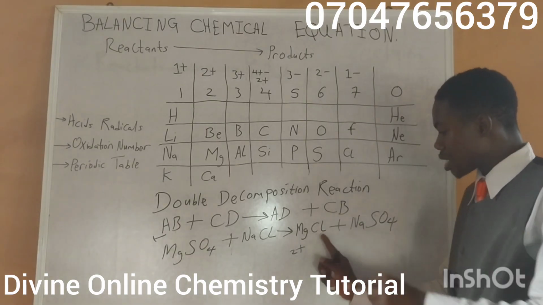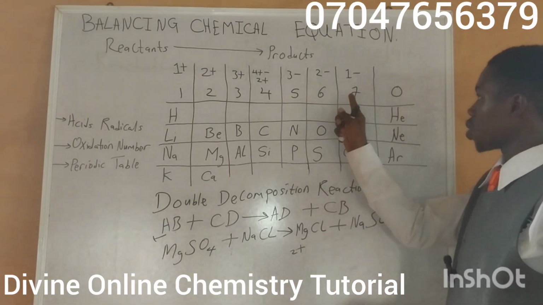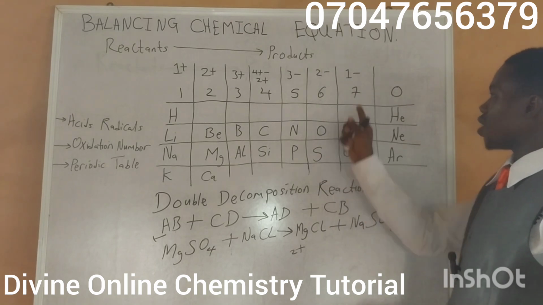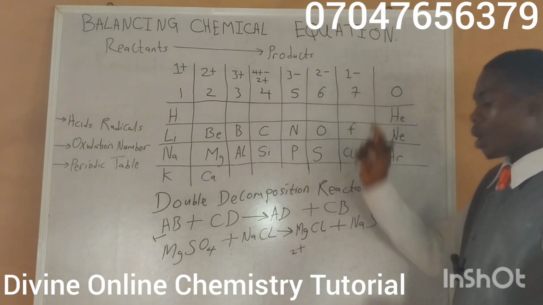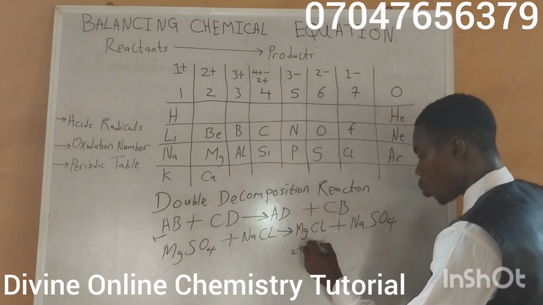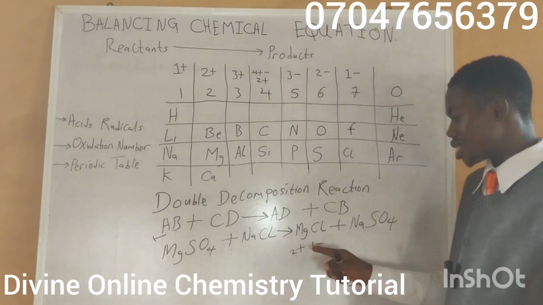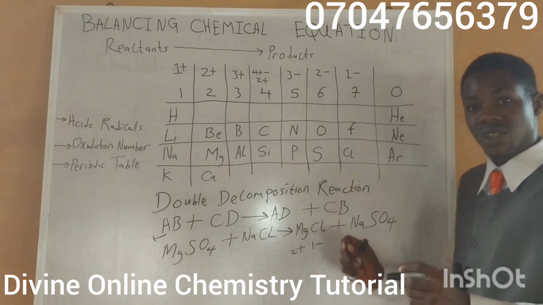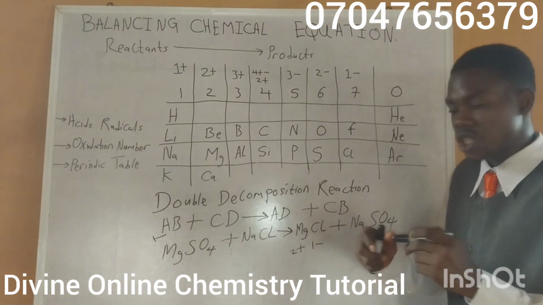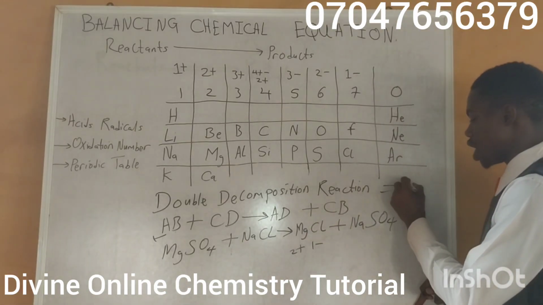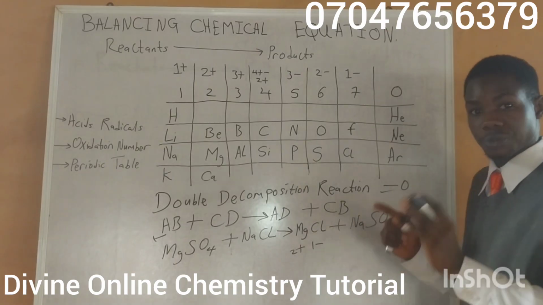Now, the element close to my group is chlorine. Which group is chlorine? Chlorine is group 7, and the oxidation number of group 7 is 1 minus. Now, if you look at it very well, this equation is not balanced. Why? In a balanced equation, everything must be balanced, which means everything must equal 0.